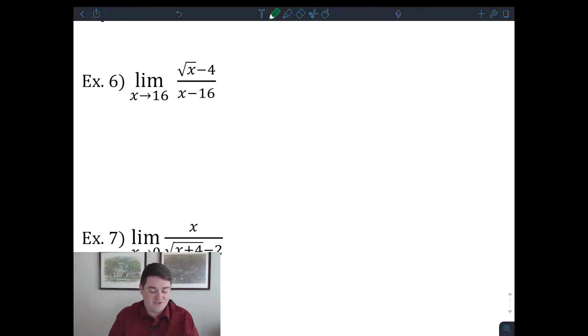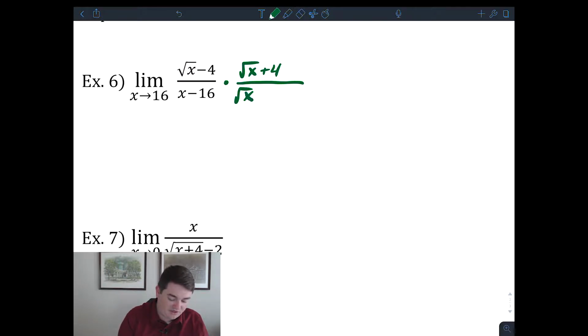Example 6, the limit as x approaches 16 of the square root of x minus 4 divided by x minus 16. When I try direct substitution, the square root of 16 is 4, so I have 0 on top over 0 on bottom. Indeterminate form tells me either factor or multiply by a conjugate. Okay, this is going to be a multiply by a conjugate problem. Okay, what is a conjugate? Take the term with a radical in it, take the operation in the middle, and change it. So I'm going to multiply by the square root of x plus 4 on top and on bottom. So I'm multiplying by 1, but when I do this, it's going to change the way this looks.